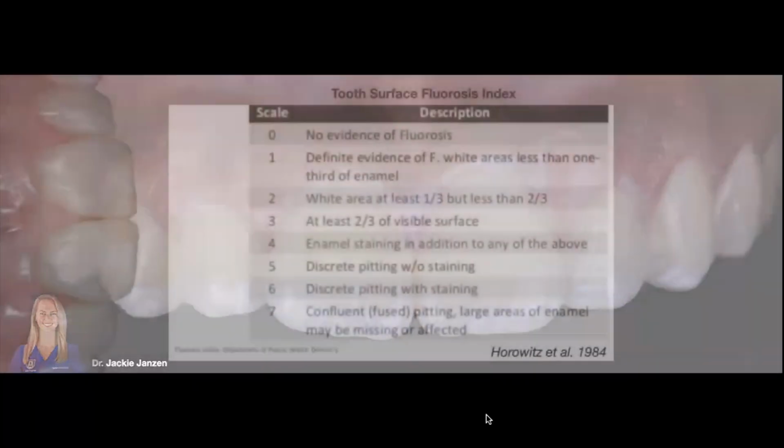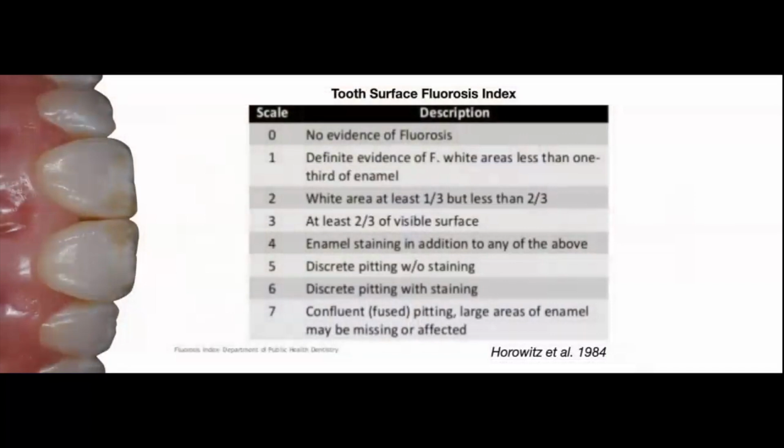So as you can see, the white spots are there. The most important thing is to classify these white spot lesions due to fluorosis. And as you can see, Horowitz in 1984 came up with this scale, which is called the Tooth Surface Fluorosis Index Scale. And the scale has 7 levels, 0 being no fluorosis, and 7 being the worst pitting and staining, white, yellow, brown, of the teeth. But the most important thing in my clinical experience, we've gone between 2, 3, and 4. Those are the cases that I have seen.